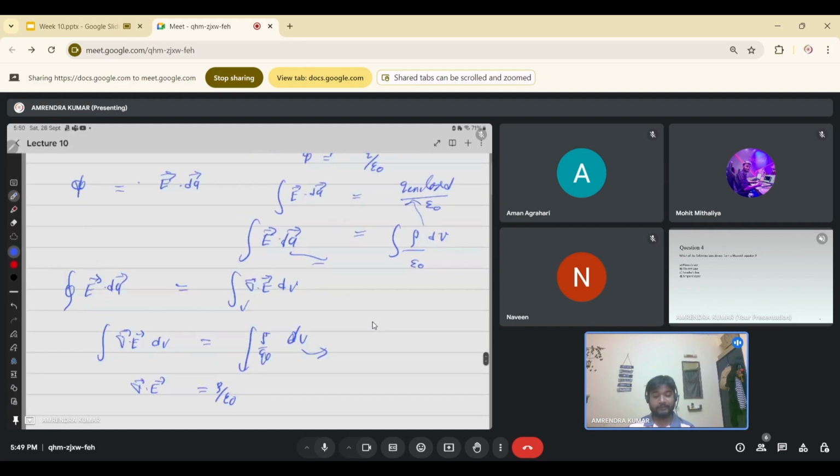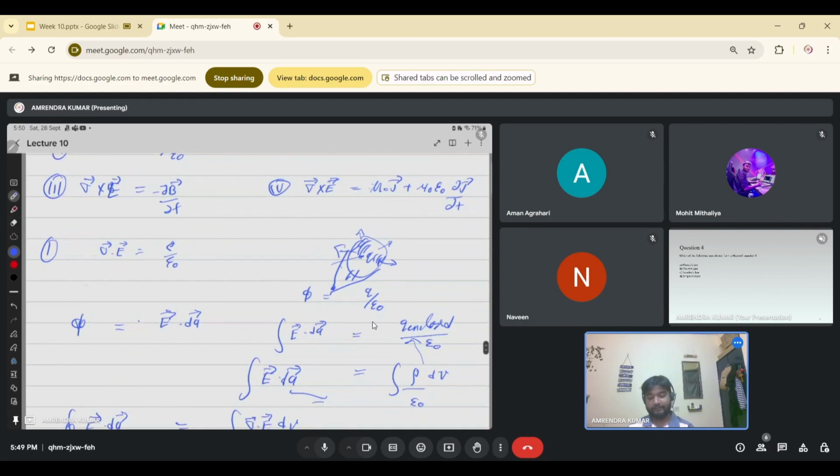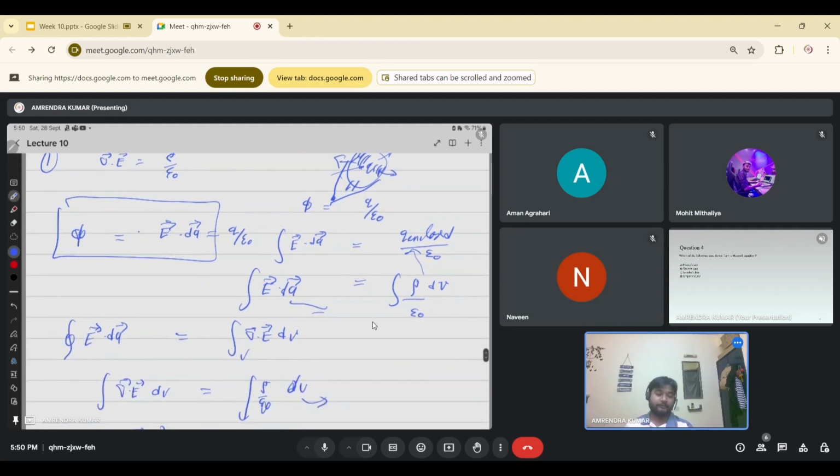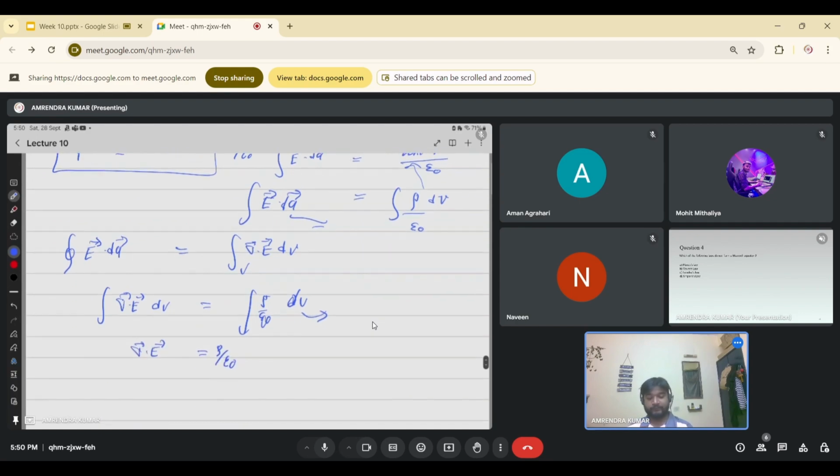So you can see from this understanding that the enclosed flux is equal to the charge enclosed by that surface. Okay, so this is how you can write this. And this comes to the Gauss law.